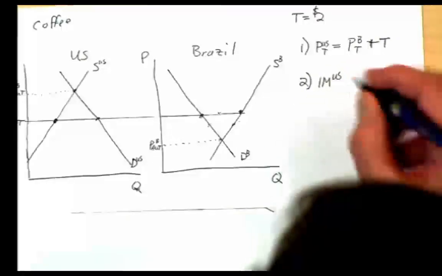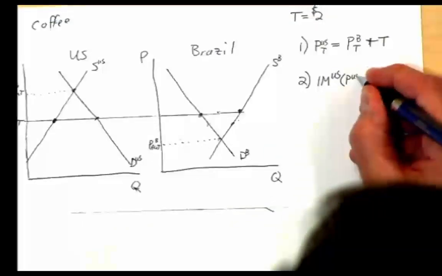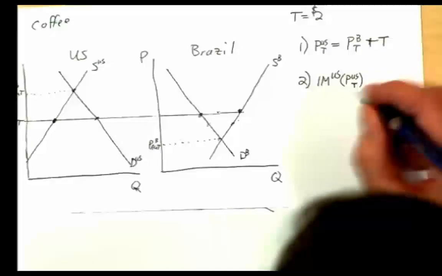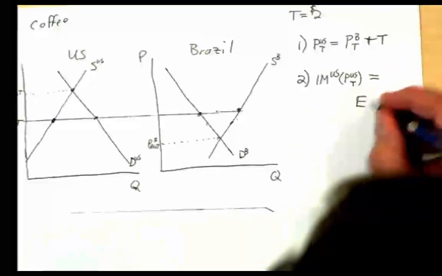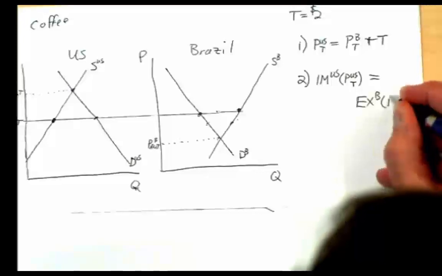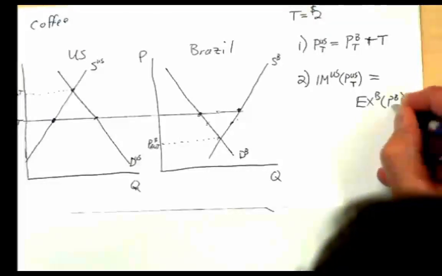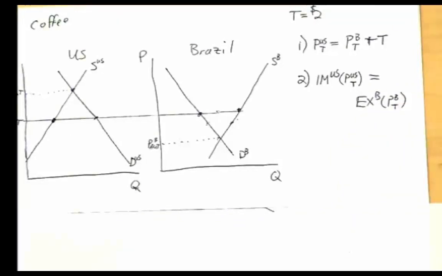Imports into the U.S. at the price that prevails in the U.S. after the tariff, P_US^T, has got to be equal to exports by Brazil at the price that prevails in Brazil after the tariff. The Brazilian price is going to fall, and they're going to wish to export less. The U.S. price is going to rise, and they're going to wish to import less. We've got to find a price difference that's exactly $2 and that equalizes exports and imports between the two countries, because there's only two countries, and it has to all balance.